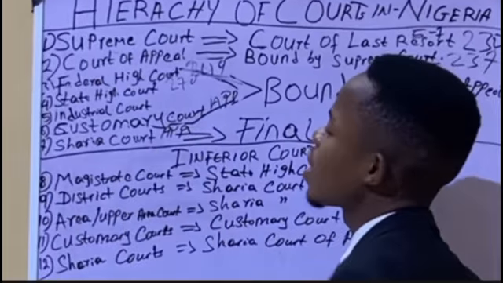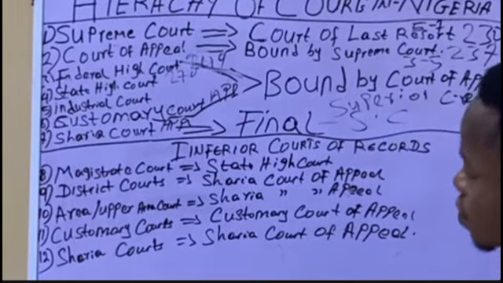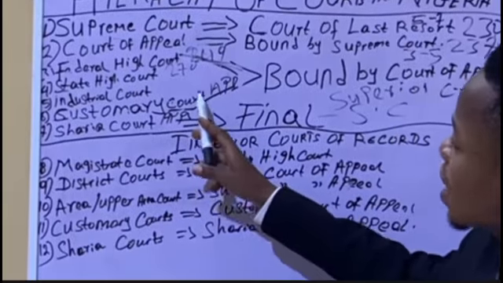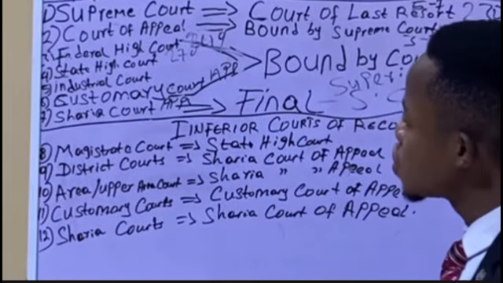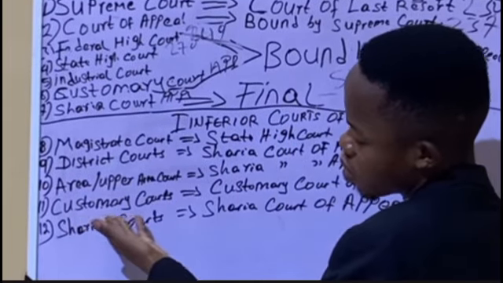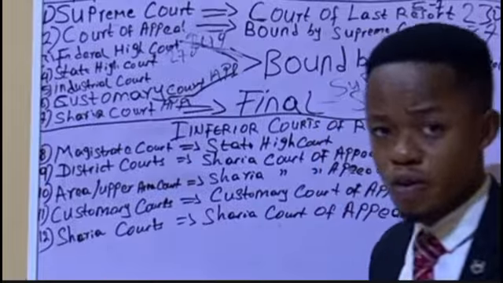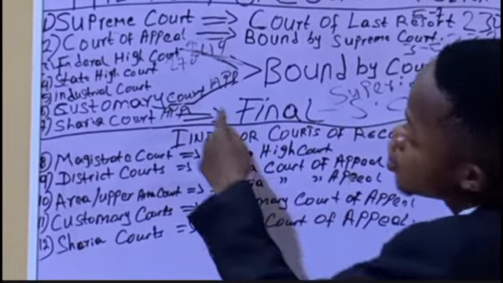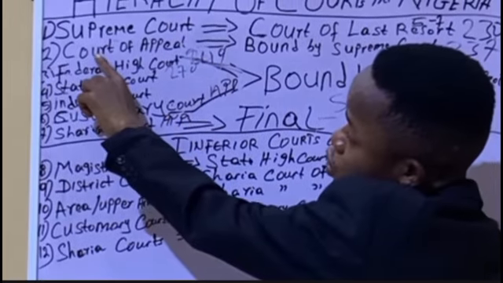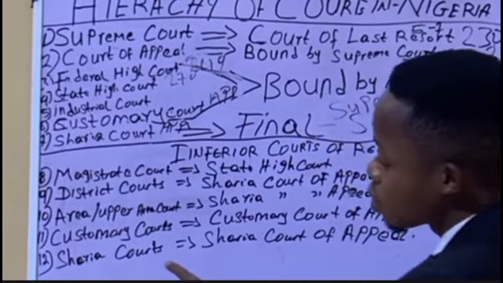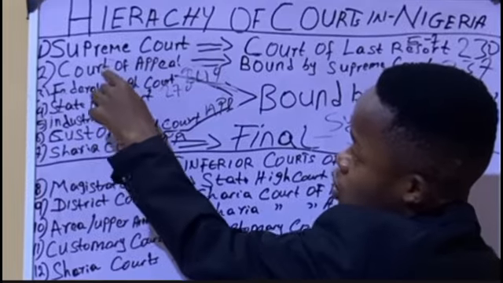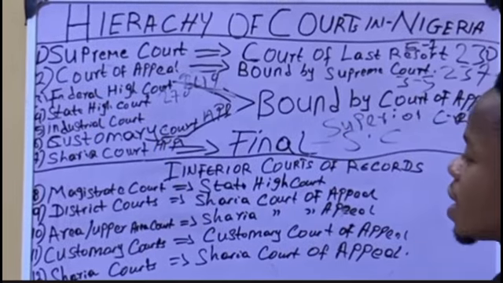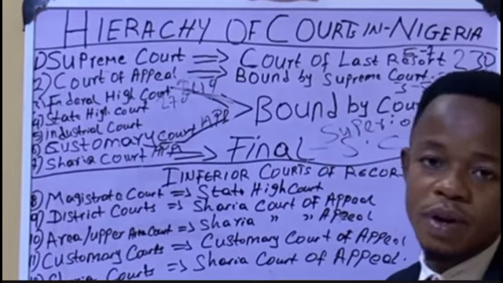Then we have the Customary Court of Appeal. Pay attention. Customary Court of Appeal. Any issue that is coming from the Customary Court goes to the Customary Court of Appeal. But any issue moving from the Customary Court of Appeal goes to the Court of Appeal. From Customary Court to Customary Court of Appeal. From Customary Court of Appeal to Court of Appeal. Are we together? Then we have again the Sharia Court of Appeal.